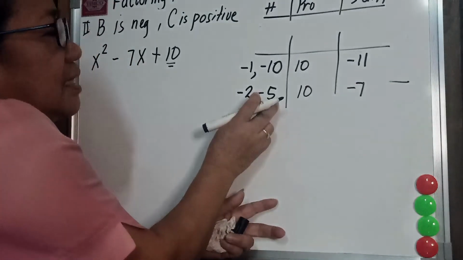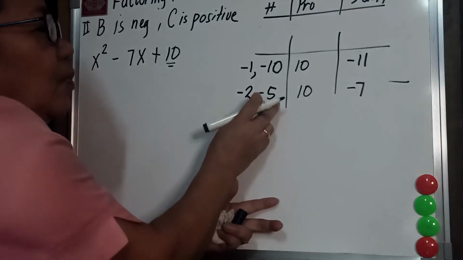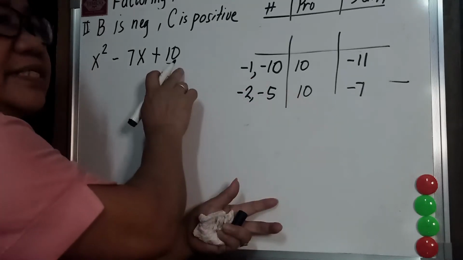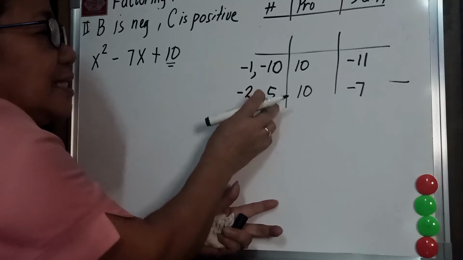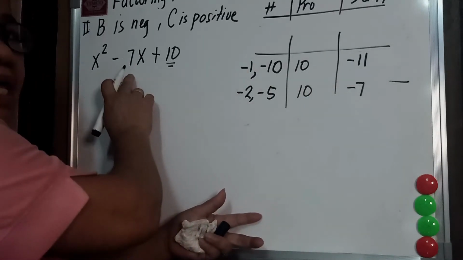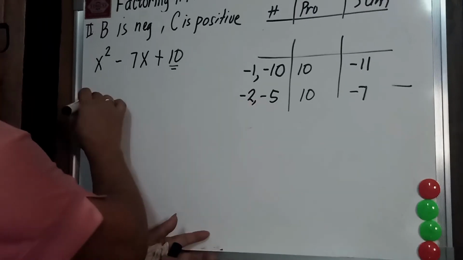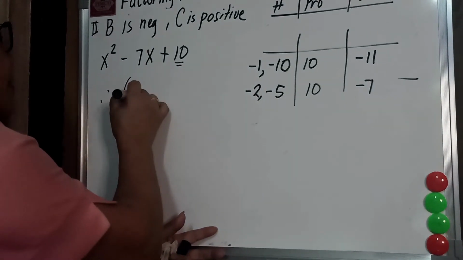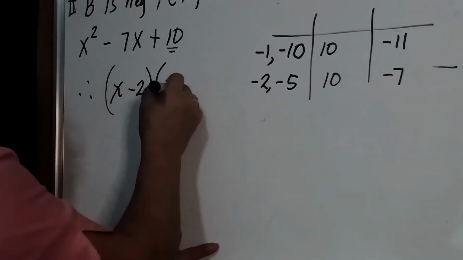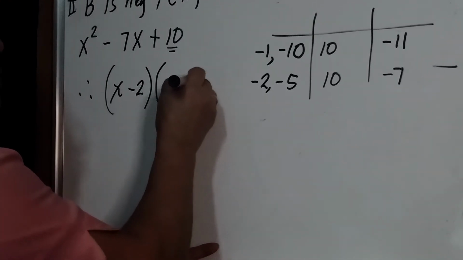Since these two numbers, when multiplied together, will give us 10, which is your c, and when added together give negative 7, which is your b, therefore we have the factors x minus 2 and the quantity x minus 5.